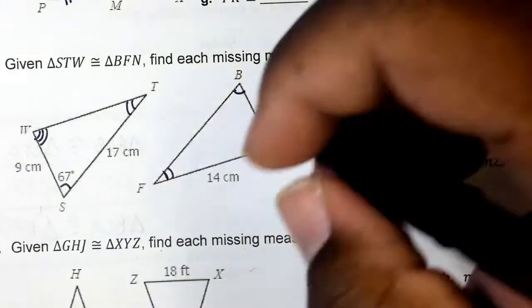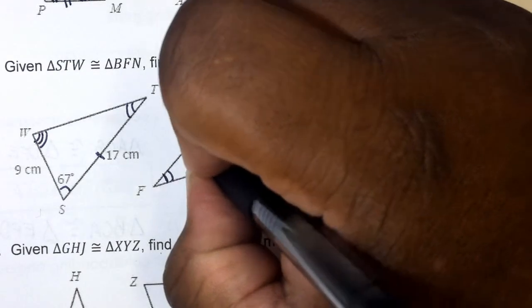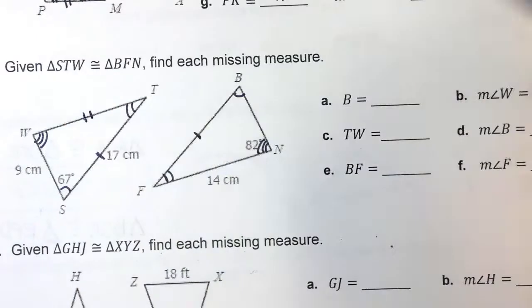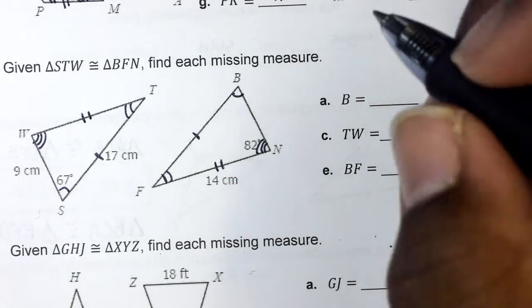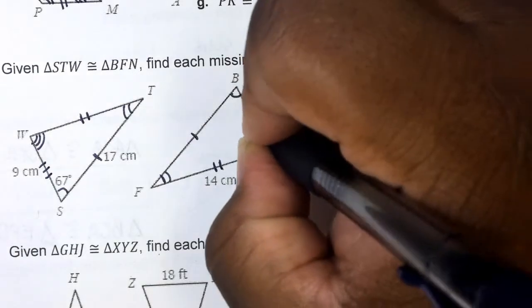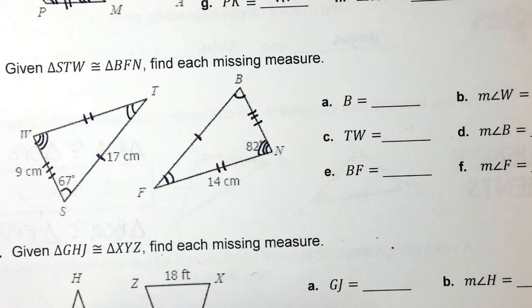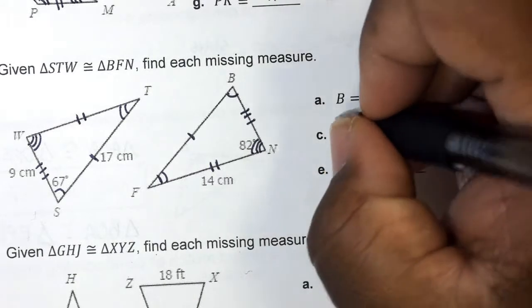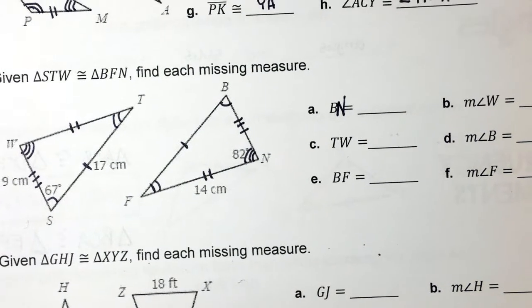And then the sides, ST congruent to BF, TW is congruent to FN, and then SW is congruent to BN. There's a typo there. That shouldn't say B, it should say BN. Add an N in after that.